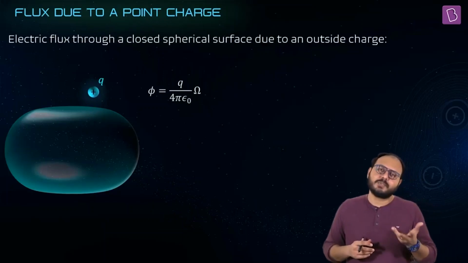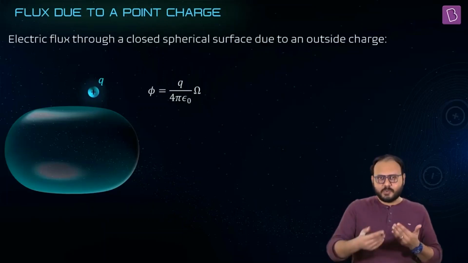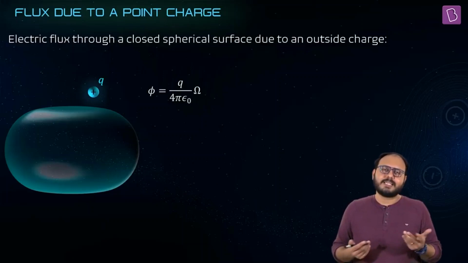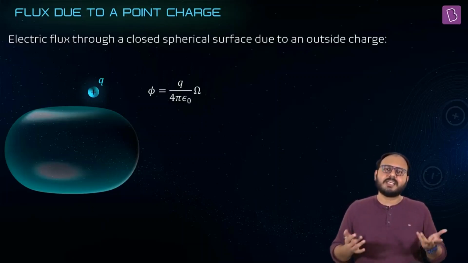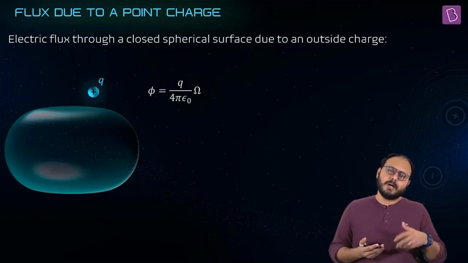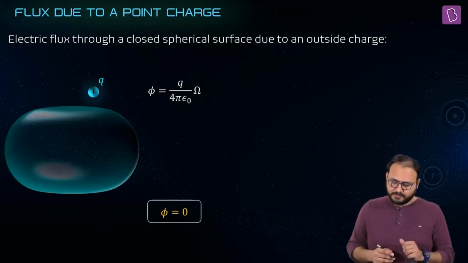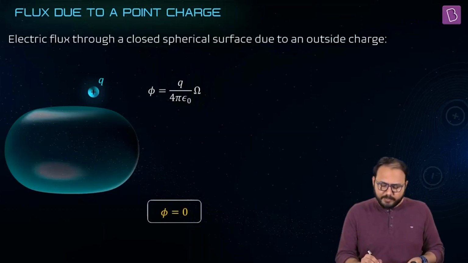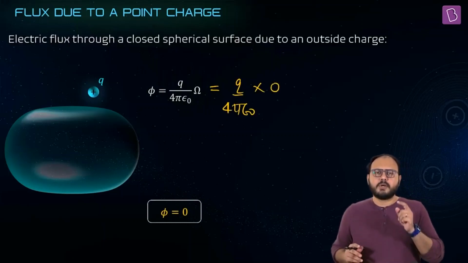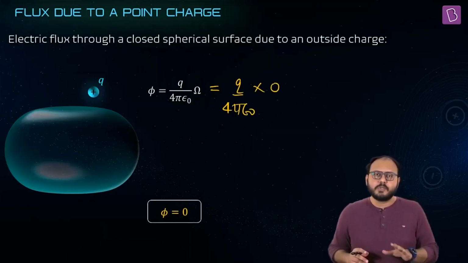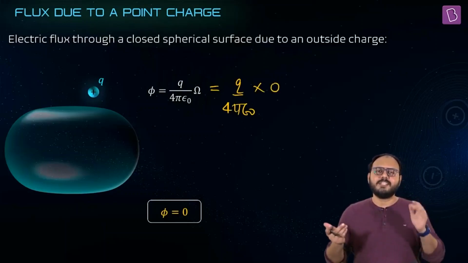If this charge is outside and I ask you the flux through this surface now, it's like saying how much illumination will the inside of this surface receive if the bulb is outside and the surface is opaque. You guessed it right, 0. But if you want, I can give you a math answer also. How? Q upon 4 pi epsilon naught into 0, because the solid angle subtended by any closed volume for an outside point is 0.